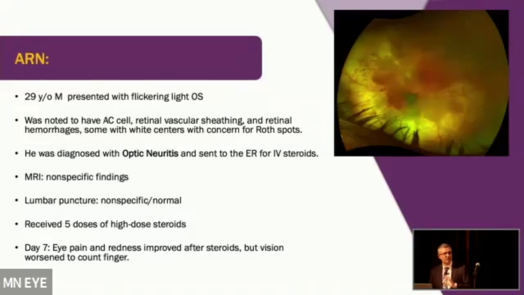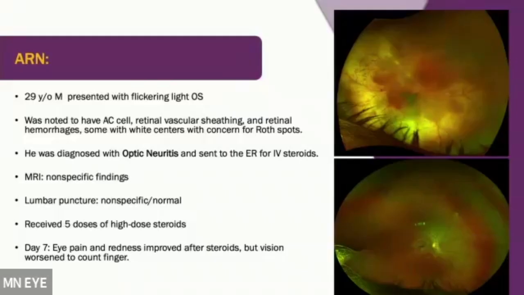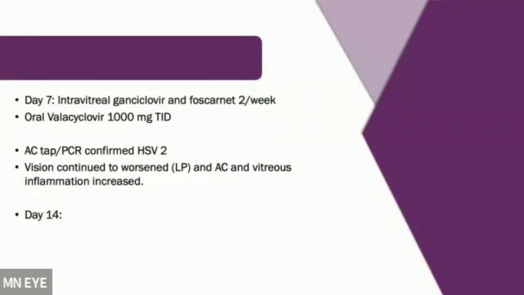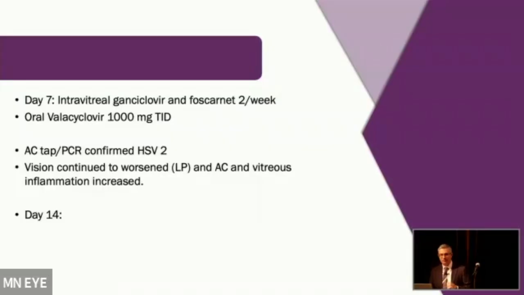So these are the cases in the periphery. There was something; even though they saw cells, they probably didn't look carefully. And this is an ARN. It was an ARN in the making. One eye was good. The other eye now has these patches of retinal whitening. So on day 7, when he came to us, we gave him intravitreal ganciclovir and foscarnet twice a week, plus an oral antiviral. The PCR showed HSV type 2, which is a more aggressive type of herpes, one of the most aggressive herpes viruses in terms of ARN.